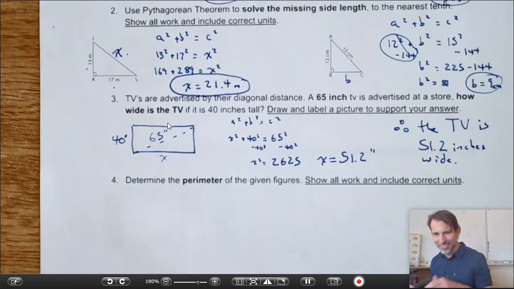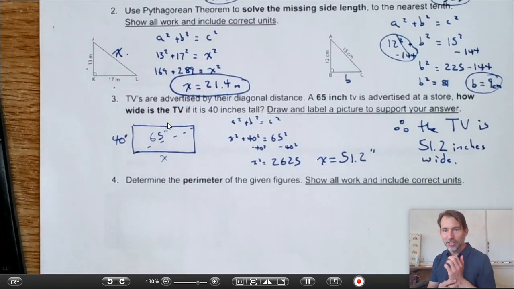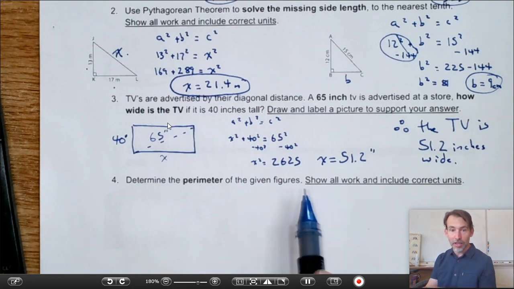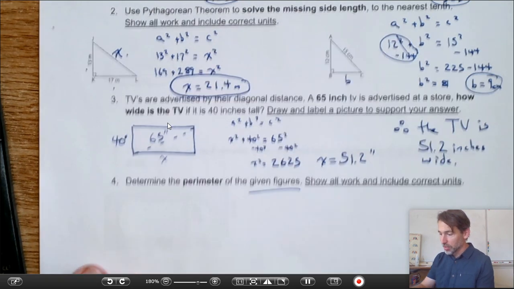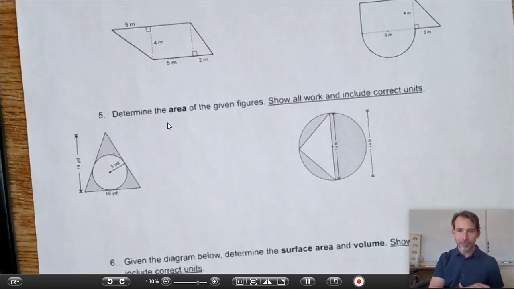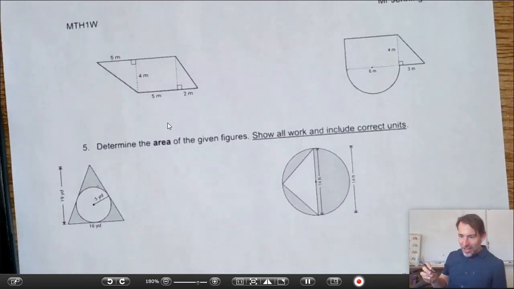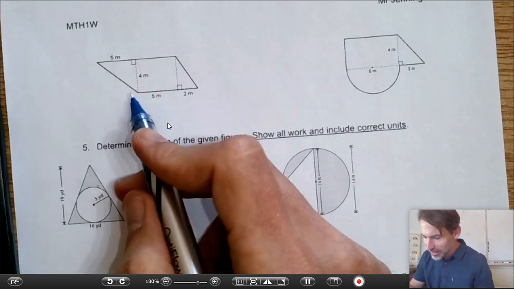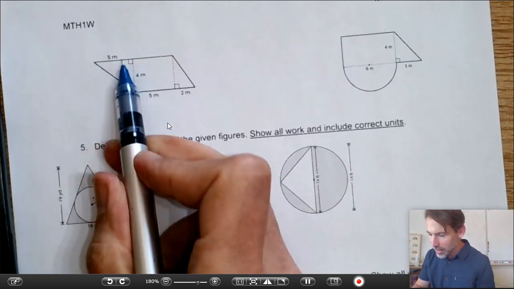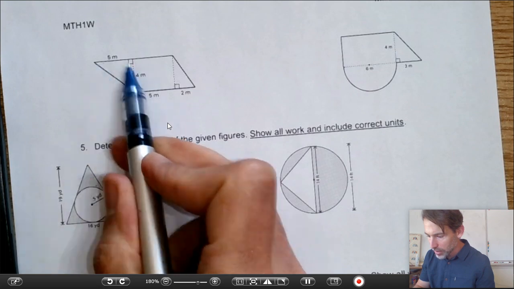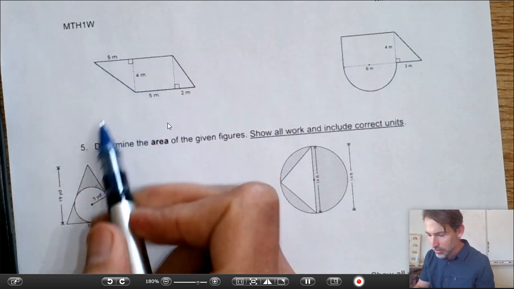Doesn't sound right. Okay. Determine the perimeter of the given figures. Well, I would if you gave me some figures. They're on the next page. Let's find the perimeter of these. Okay, how do we do this? All right, so here, 5, 4, and it's a right angle. Wait, that's 5 and that's 4. How long is that? I don't know.